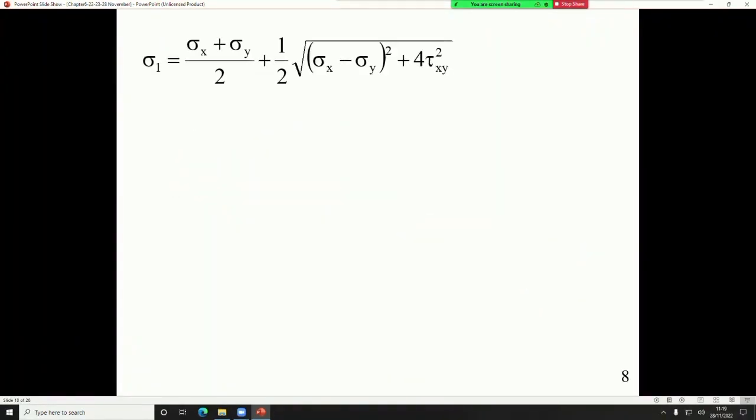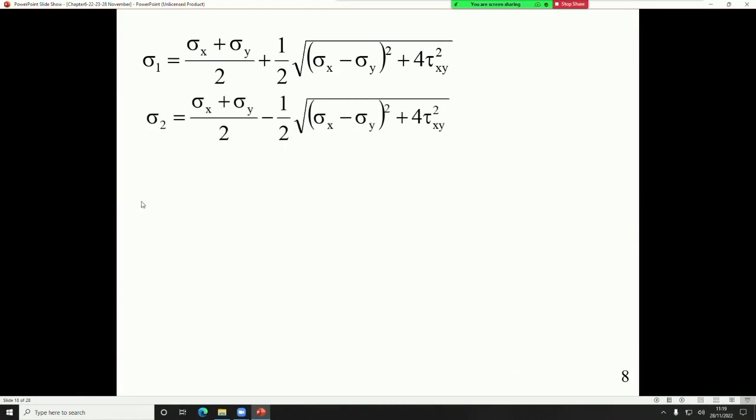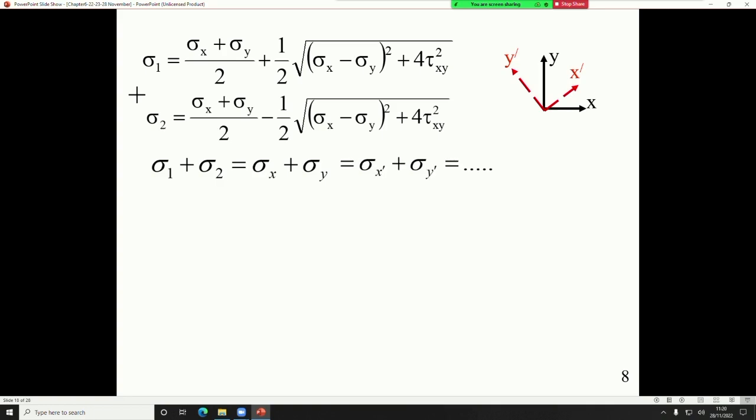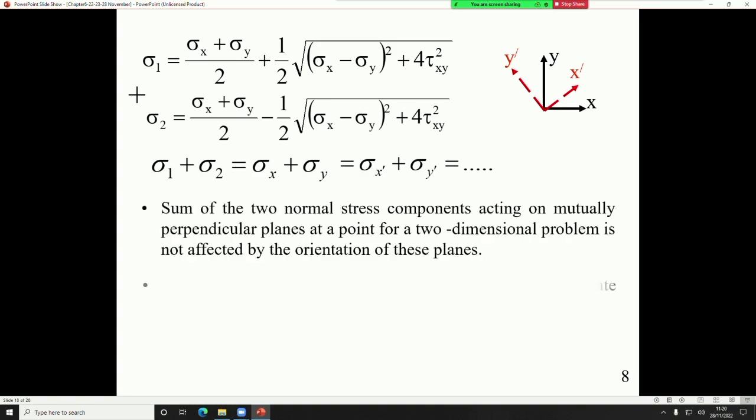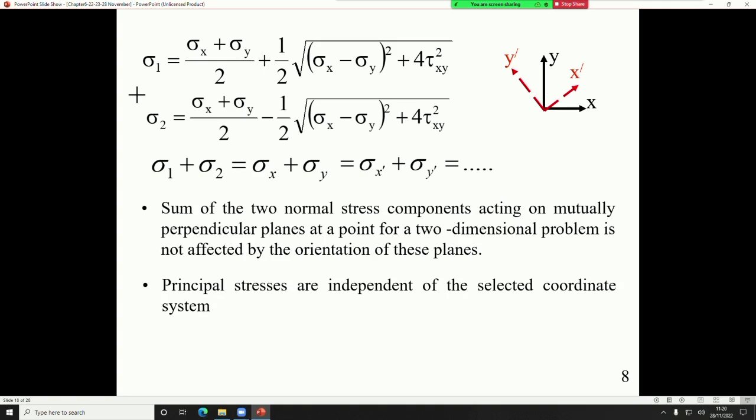So this is the maximum principal stress. This is the minimum principal stress. If I add these two equations, I can say that sigma 1 plus sigma 2 is equal to sigma x plus sigma y. Say if I had started from a different coordinate system, x prime y prime, in that case I could say sigma 1 plus sigma 2 is equal to sigma x prime plus sigma y prime. It means the summation of the normal stresses at a loaded position is always a constant value. It means principal stresses do not depend on the coordinate system selected. They just depend on the loads applied. So it doesn't matter which coordinate system you choose, you always end up with the same principal stresses. Obviously, these change, but because the summation is a constant value, principal stresses are independent of the selected coordinate system in your analysis.